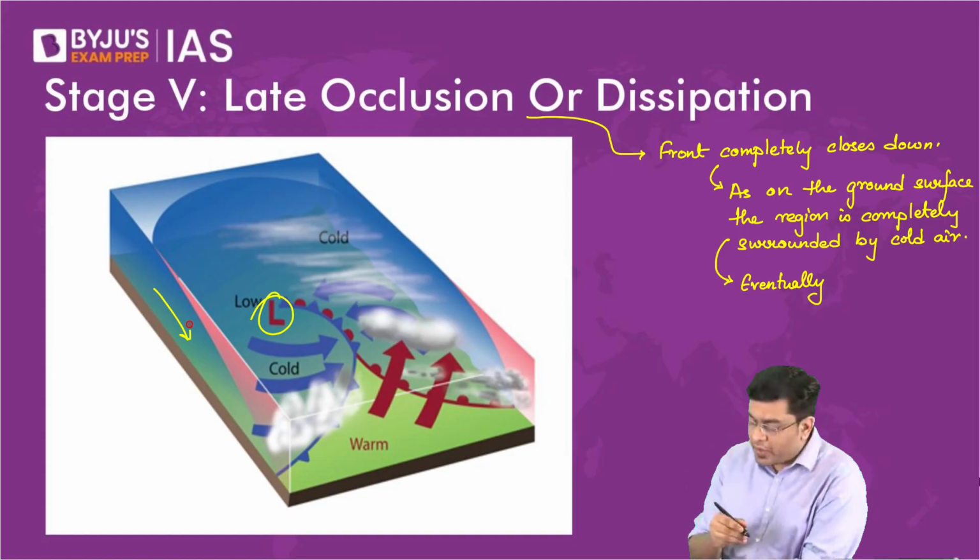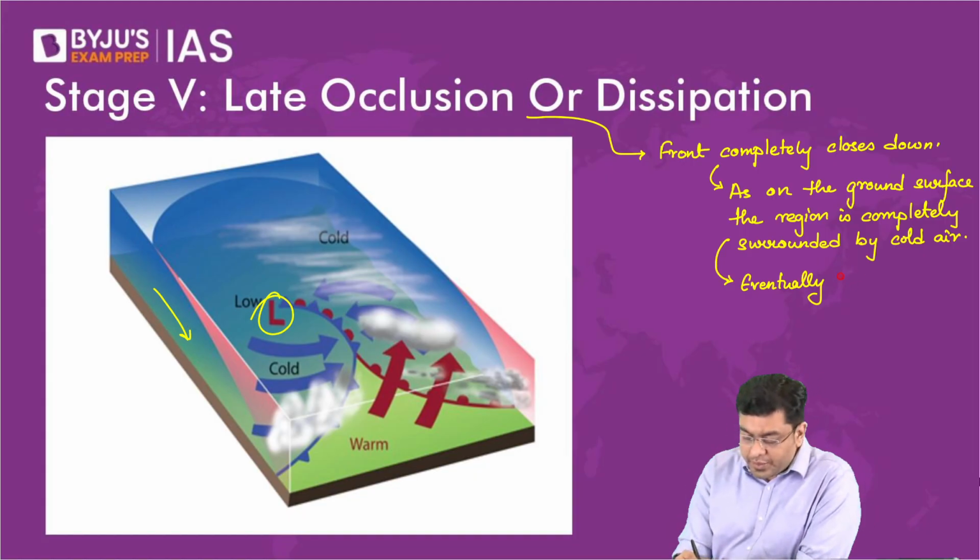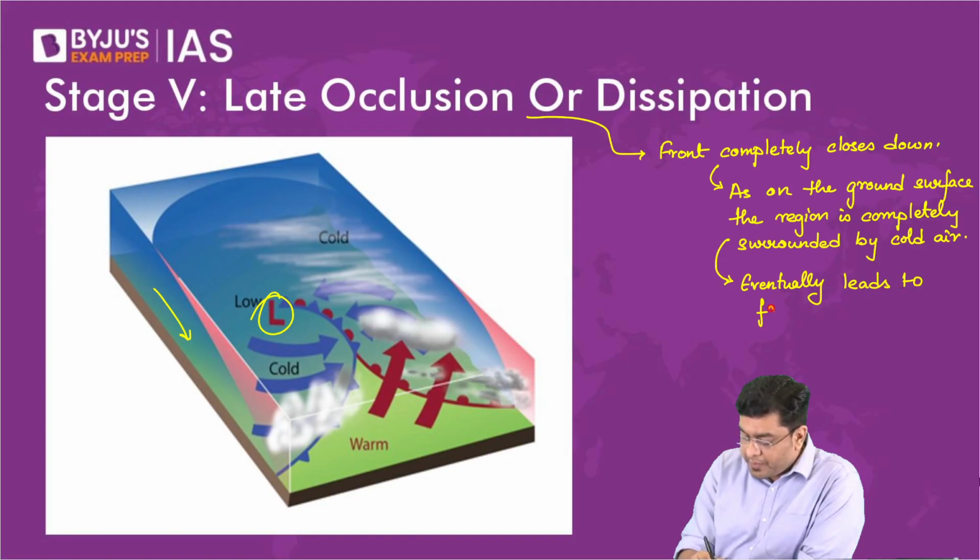So eventually leads to frontolysis and basically dissipation of the cyclone.